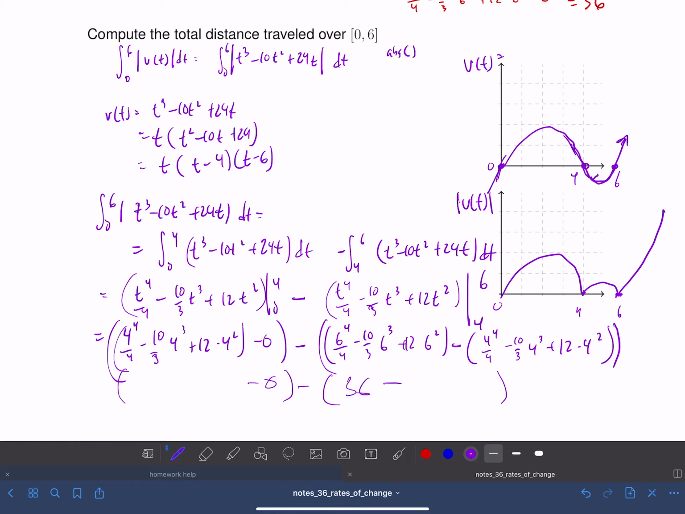So now I just need this number, and fortunately it appears twice. The ans trick would have been really handy here, because then I could just go 4, enter, second entry, enter, and I would just have it. Whatever. 4 to the 4th divided by 4 minus 10 thirds times 4 cubed plus 12 times 16. 42.666666.